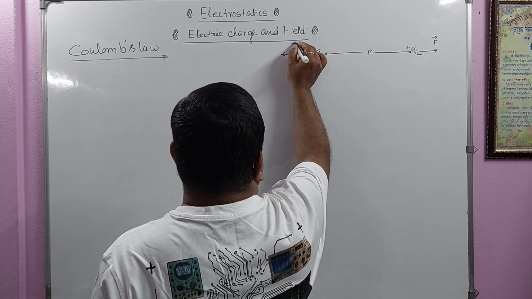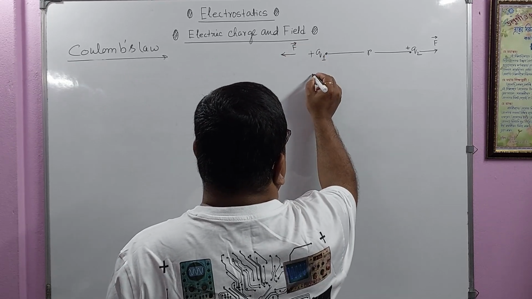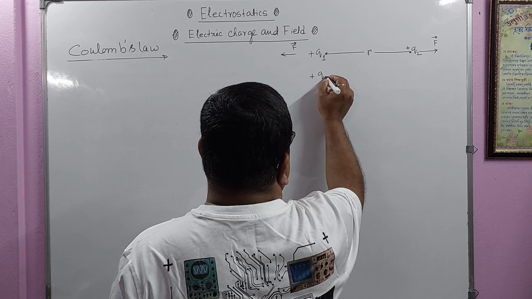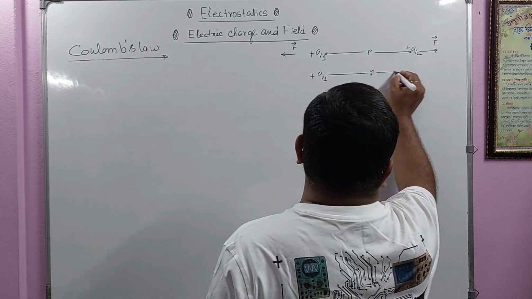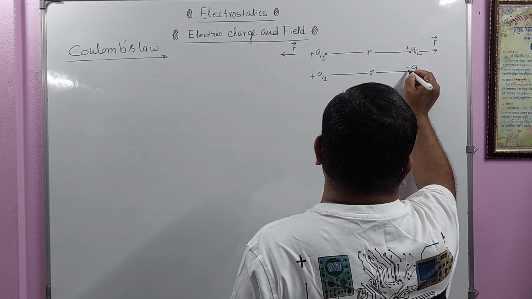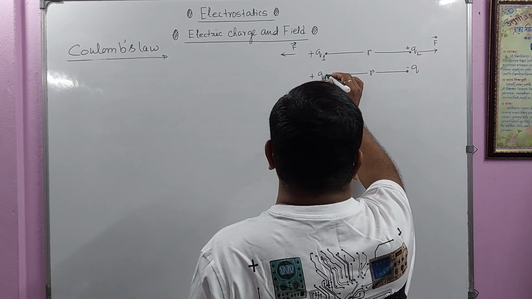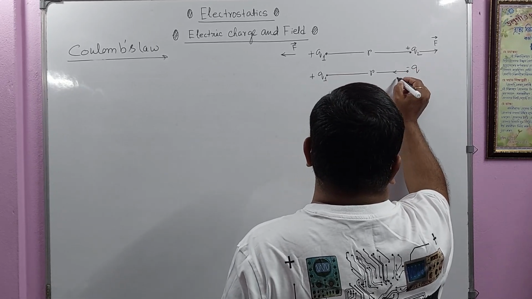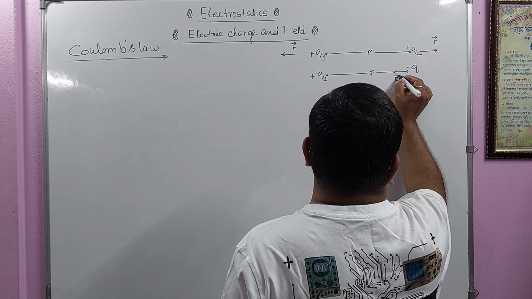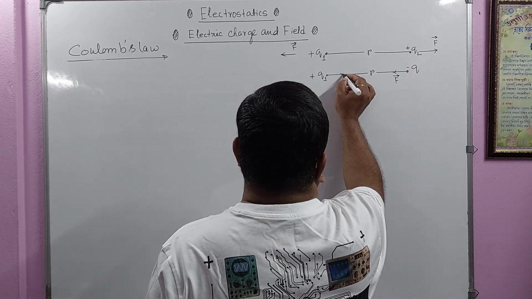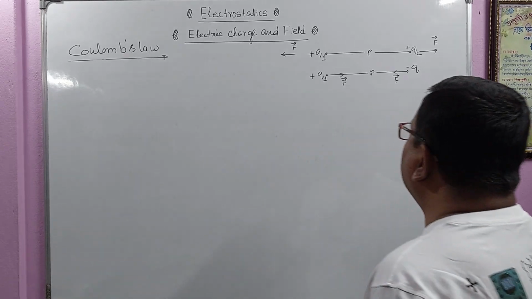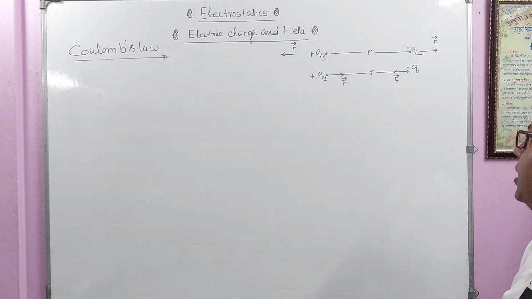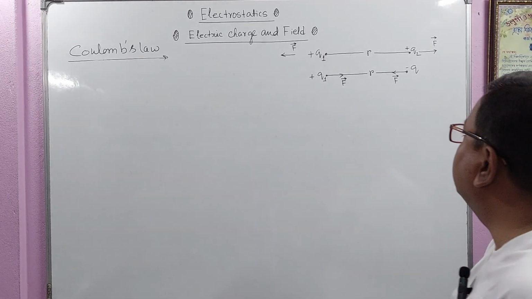So the direction of the force is this way and the direction of the force is this way. But when one charge is positive and another charge is negative, the direction of the force is this way. That's why both the diagram is necessary to indicate the direction of the force.